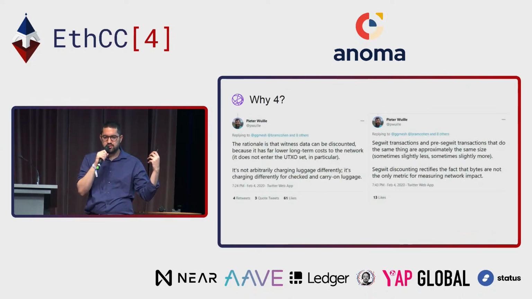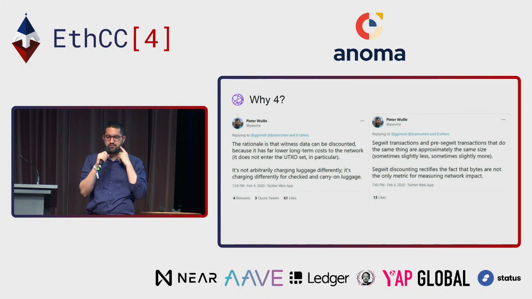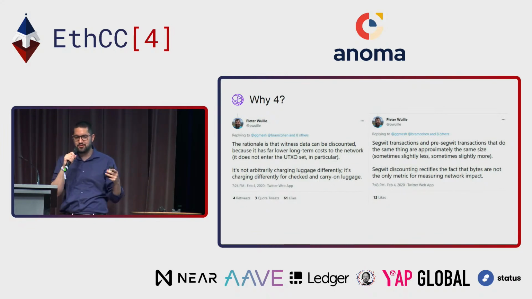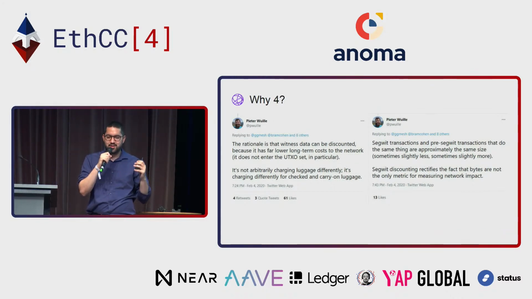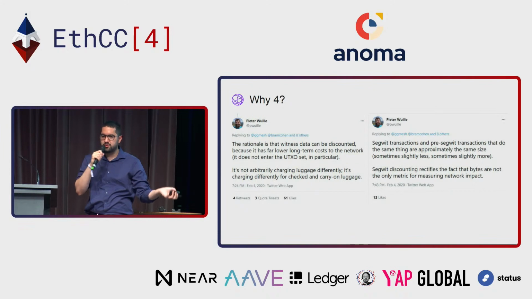So why was a discount chosen? I guess not 4 in particular, but why was a discount given? We'll cover why 4x, I think, in a subsequent slide, but why was a discount given to witness data? And this is going to be very important. So for those of you who are listening at home in a recording or in podcast form where you're not actually watching the slides, I'll read out the slides here. And apologies for everyone who's actually here in person. But these are tweets from Peter Wuille, one of the Bitcoin Core developers, explaining on Twitter why a discount for witness data was given. Not 4x, but just why a discount period was given.